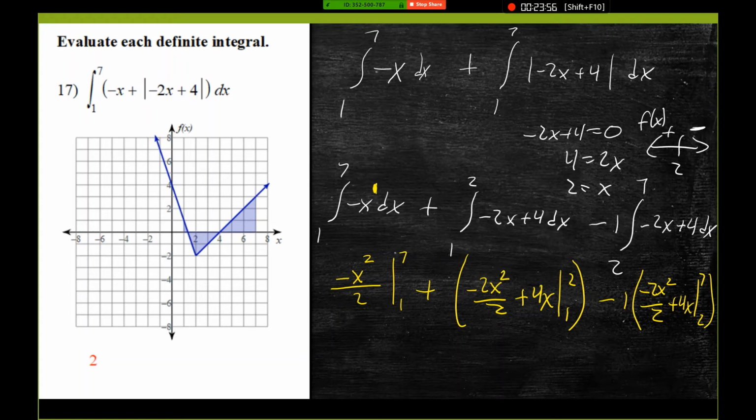Then we should be good to go. So this negative is on the outside of our x squared, so that's going to stay negative. So this is negative 49 over 2 plus 1/2. Plus, if I plug in 2 here, this will be negative 4 plus 8 minus 1 plus 4.